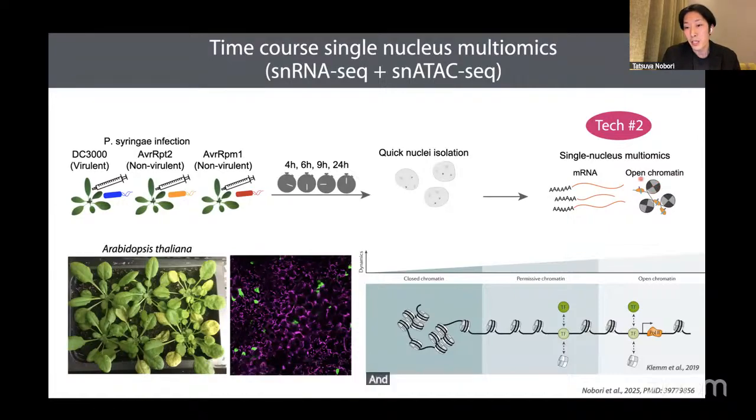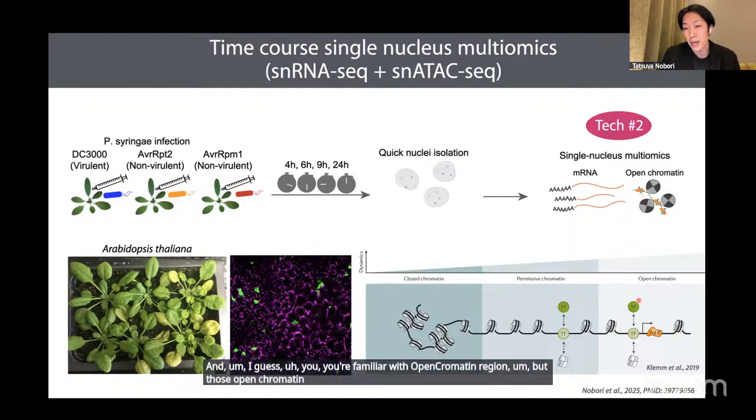And I guess you're familiar with open chromatin regions, but those open chromatin regions can be bound by transcription factors and cofactors to regulate genes. So we could understand potential regulatory mechanisms. So that's why we use this method.